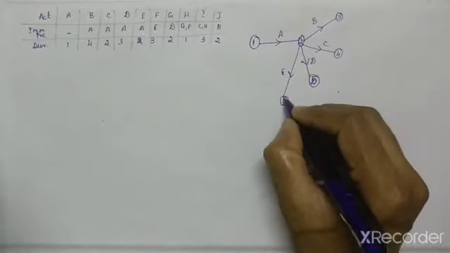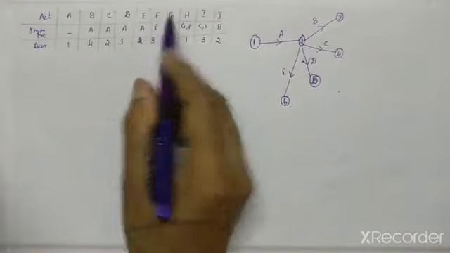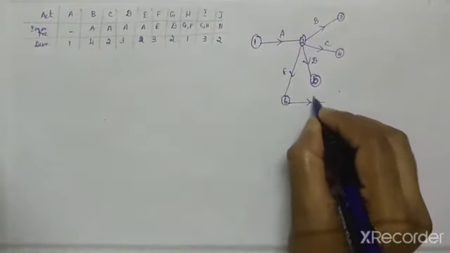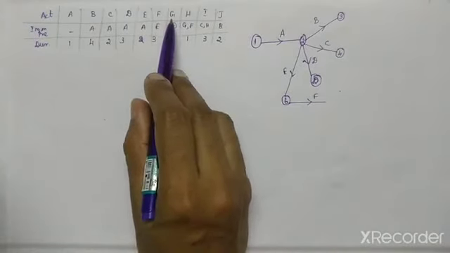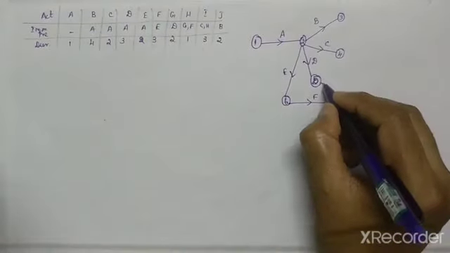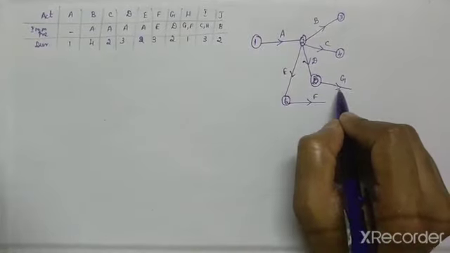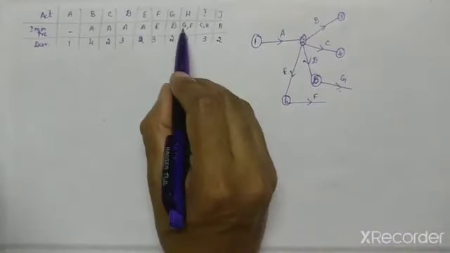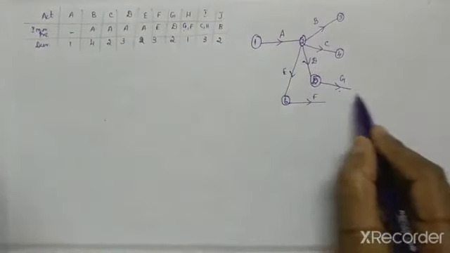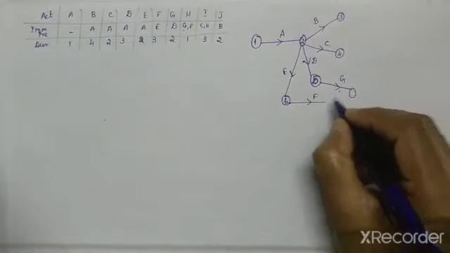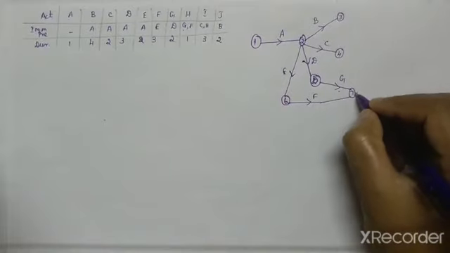Up to 6. The next, after finishing E, you have to come with F, so you have to draw F. The next, after finishing D, you have to come with G. So here we have to come with G. The next one is, when G and F finish, you have to come with H. So G and F you have to join with this, which is node 7. So after finishing G and F you have to come with H.